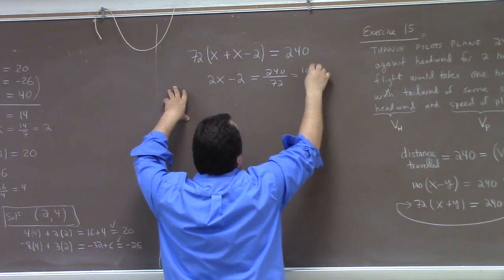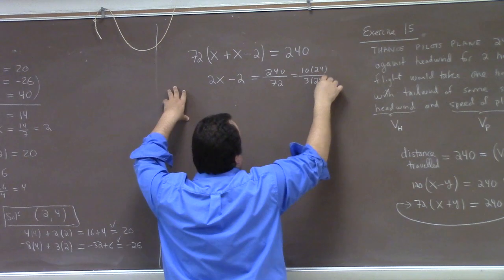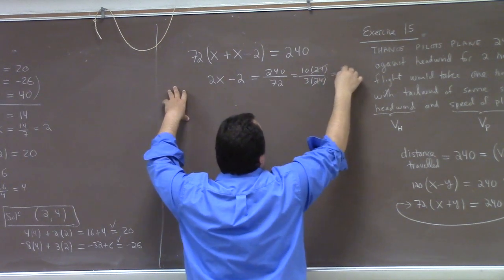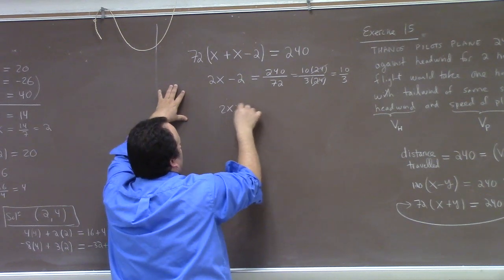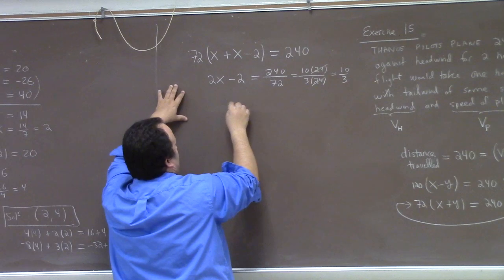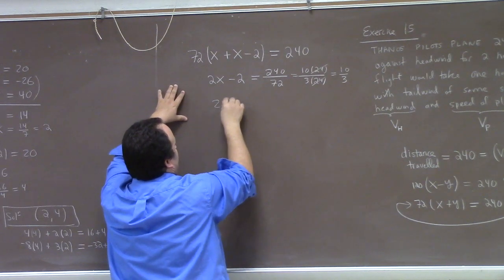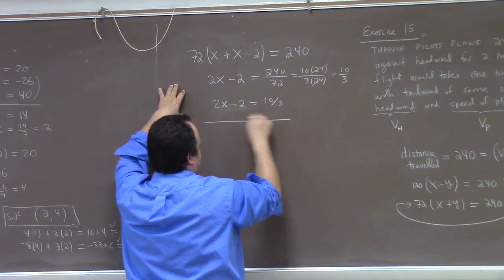That's 10 times 24 divided by 3 times 24. The 24s cancel, we get 10/3. And so we get 2x... oh, wait a minute, I'm losing my chance. I'll write it down again: 2x minus 2 equals 10/3. I will add vertically. See, I learned.